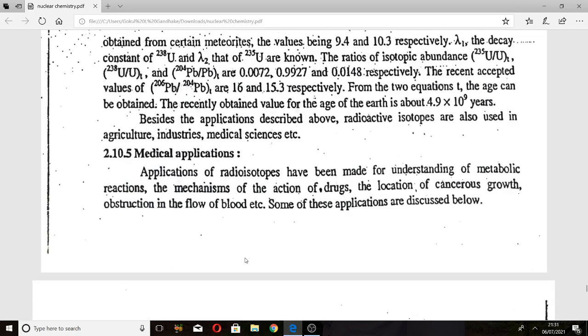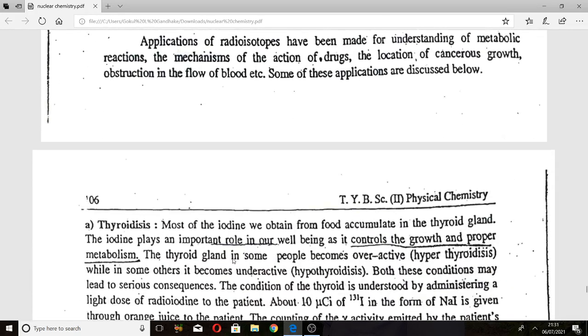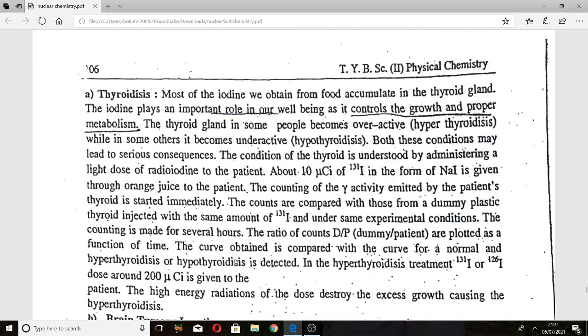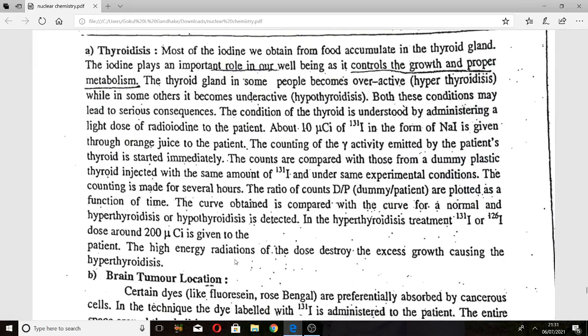Here we can see the medical applications. The first medical application is thyroid disease. In thyroid disease, most of the iodine we obtain from food accumulates in the thyroid gland. Iodine plays an important role in our well-being as it controls growth and proper metabolism.